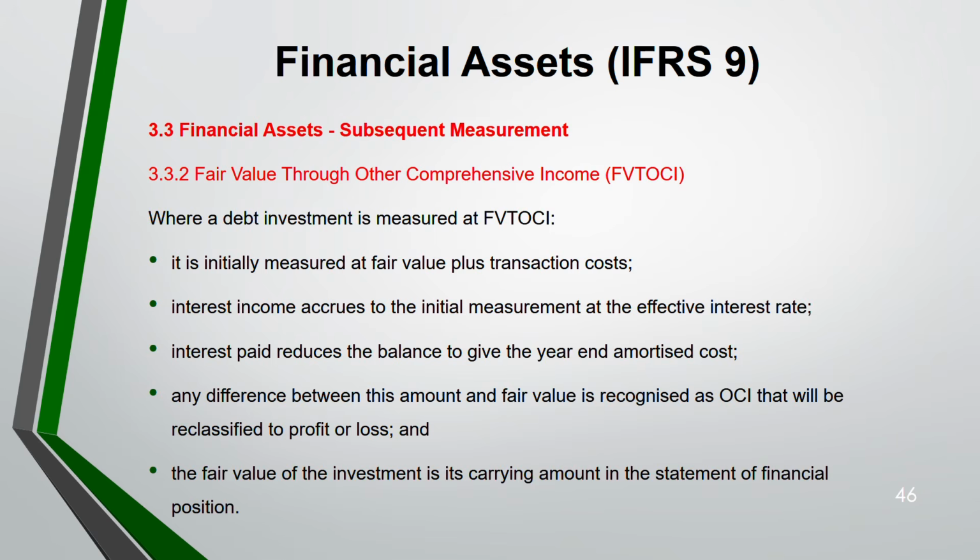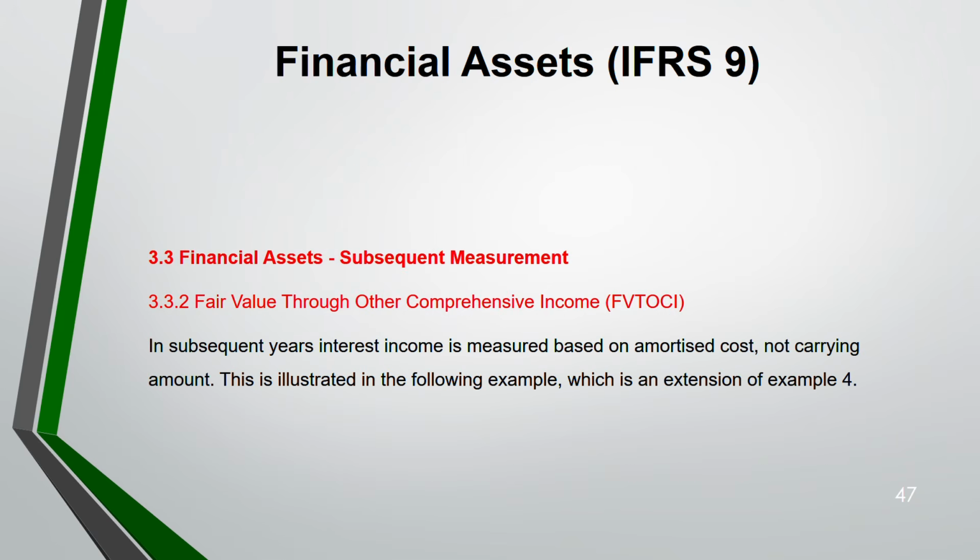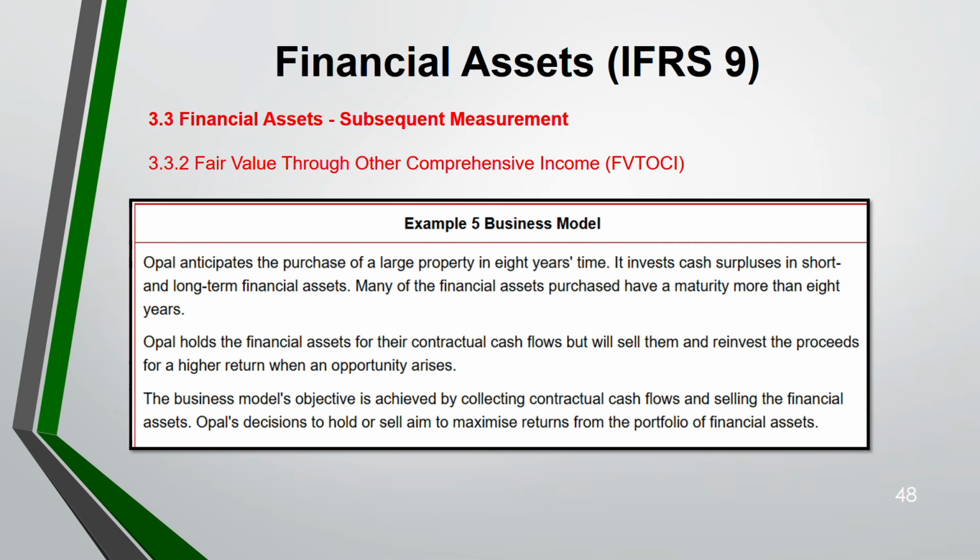These points are there. Now, in subsequent years, your interest income is measured based on amortized cost, not the carrying amount, in subsequent years. This is illustrated in the following example, example 5, which is an extension of example 4. Let's see now.